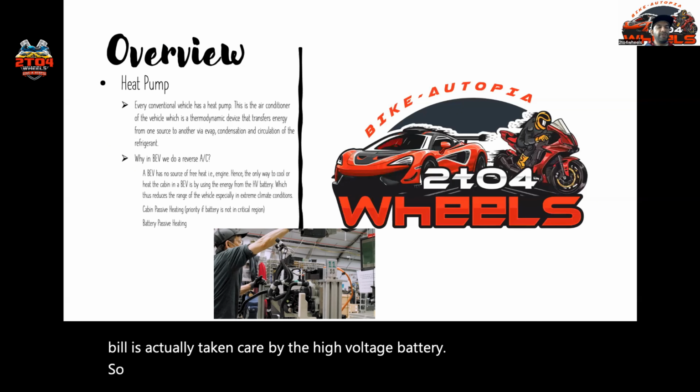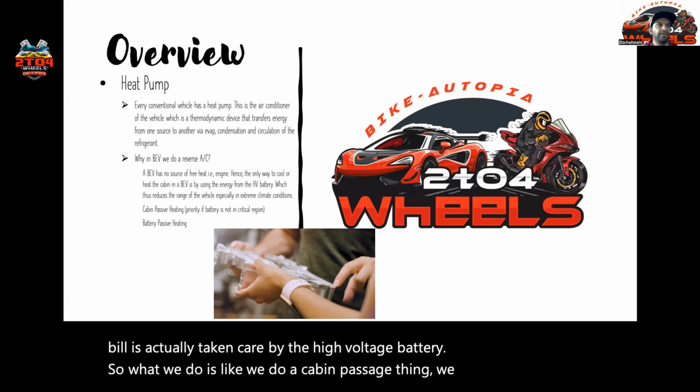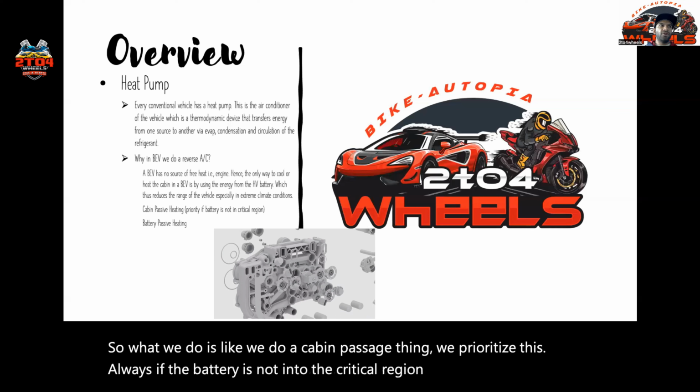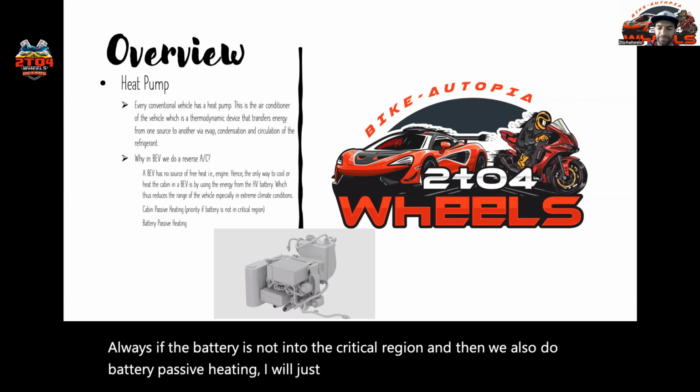So what we do is a cabin passive heating. We prioritize this always if the battery is not in the critical region, and then we also do battery passive heating. I'll just touch on the heating topic.